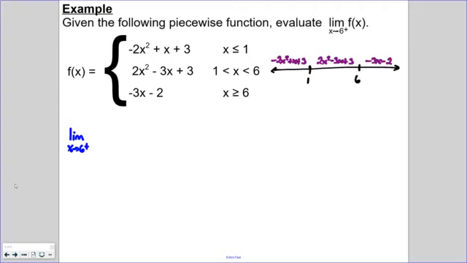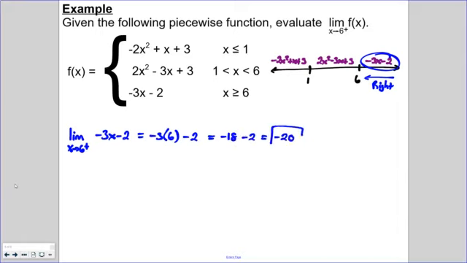Now, our limit is looking for, as we approach 6 from the right-hand side, so that means we would be using the function negative 3x minus 2. So we'll throw that in here, negative 3x minus 2. We can use direct substitution because it's a polynomial. That's going to leave us with negative 3 times 6 minus 2, or negative 18 minus 2, which gives us an answer of negative 20.